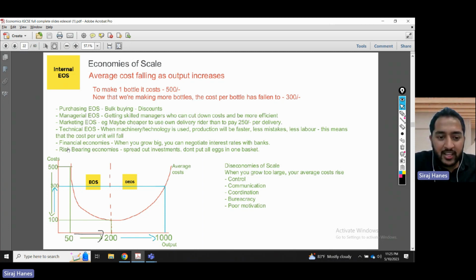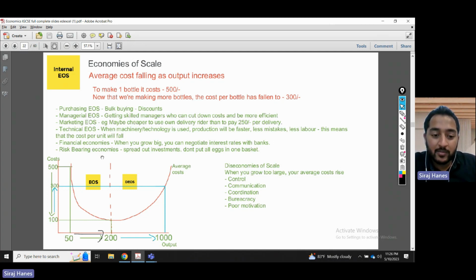Financial economies are like interest rate. When you grow big, you can negotiate interest rates with banks. When you grow big and you take a massive loan, you can tell the bank, you know what? Give me a cheaper interest rate. Because if you don't give me a cheaper interest rate and I'm taking a massive loan, I'll just take it to some other bank and I'm going to get a better price. And they'll be like, you know what? No, sir, I'll give you a cheaper rate. Financial economies. Note that all these are happening only because you're growing.